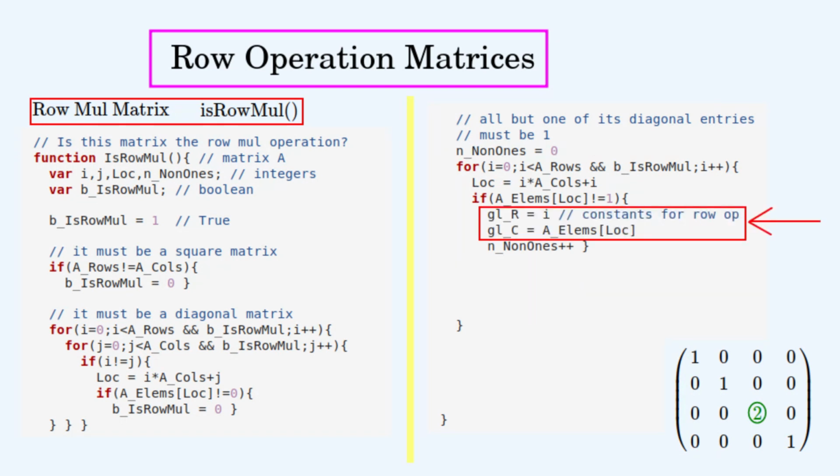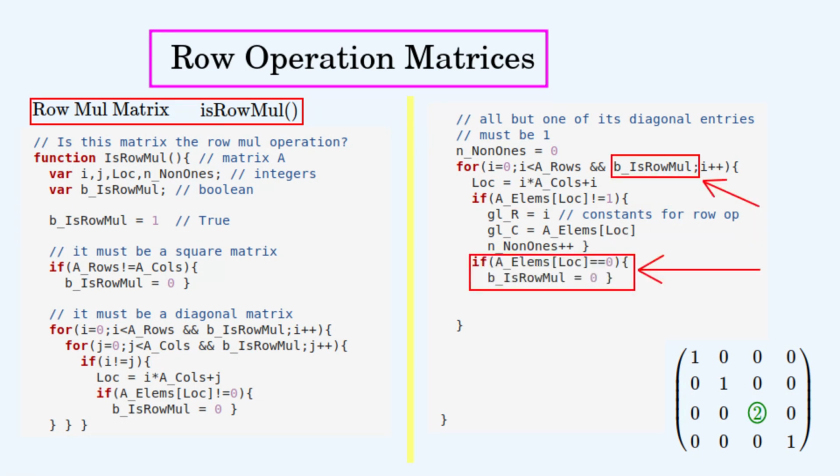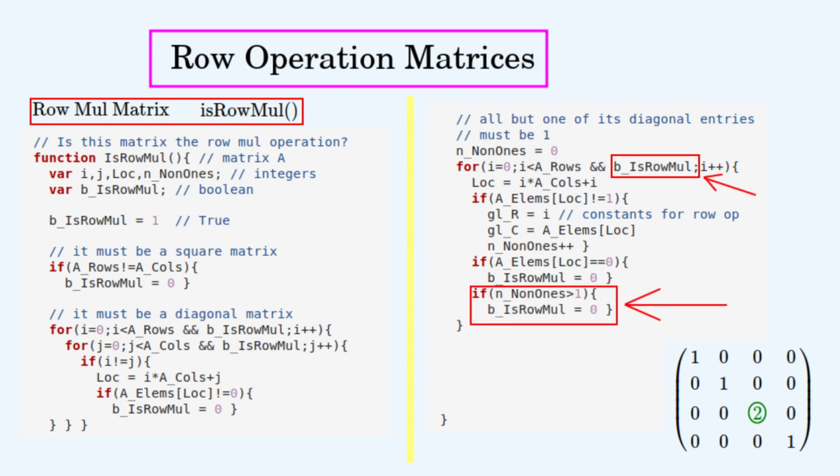We can also set these global constants to be the current row number and number found in this location, so that if it is found to be a row multiplication operation, then we can use these constants to work out exactly which row multiplication it is. If we find a 0 in the diagonal, then we'll return false and jump out of this loop. And if there are two or more non-1s in the diagonal, we can return false and jump out of the loop early.